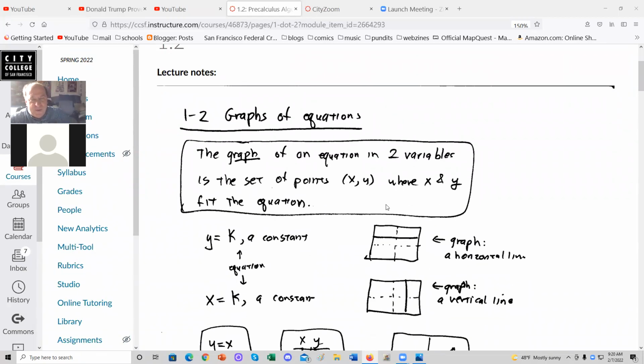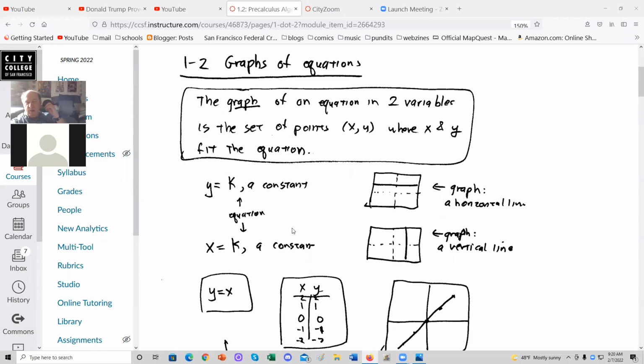Here we talk about graphs of equations. The graph of an equation in two variables is a set of points x by y, where x and y fit the equation. Here are two simple examples. Y equals constant. Well, that's an equation, and its graph consists of all points x by k. Y equals k. It's a horizontal line.